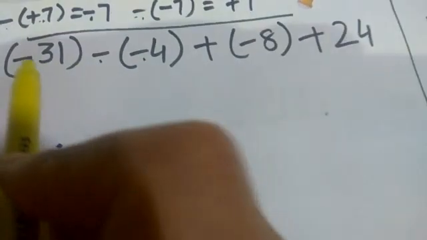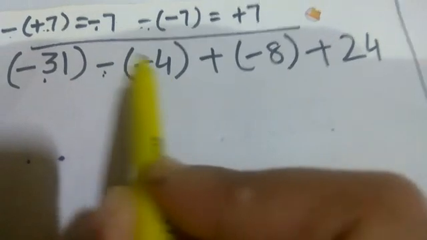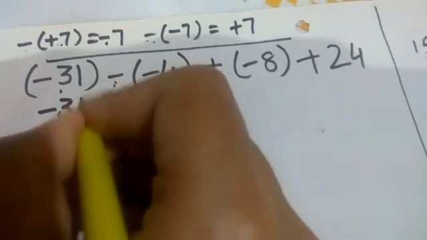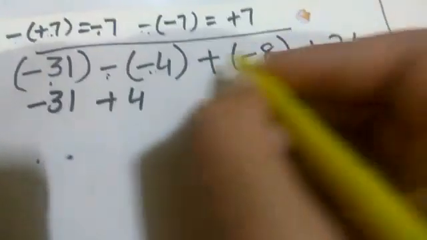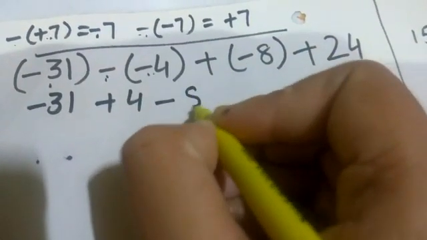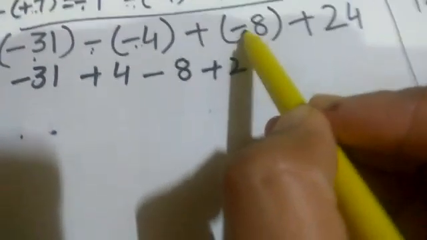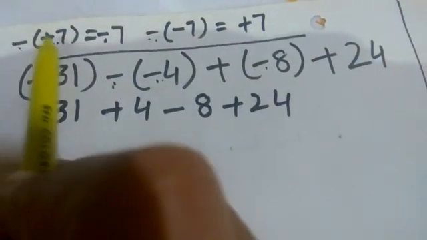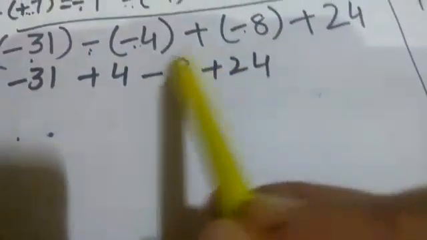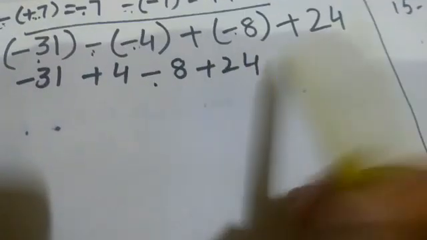Now see, we have to do this question. Here minus 31 is written, and here the minus sign is written 2 times. That means the answer is plus 4. So write it: minus 31 plus 4 plus minus 8 plus 24. Everything else I have written the same. Here also plus minus is written, and we know that if plus minus is written, then the answer is negative. So this I have done until now.